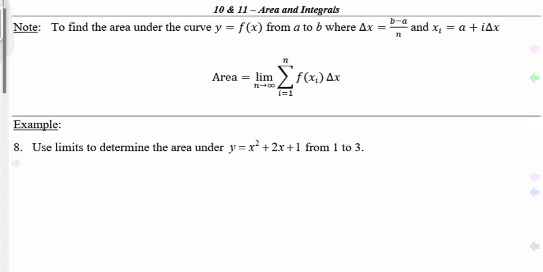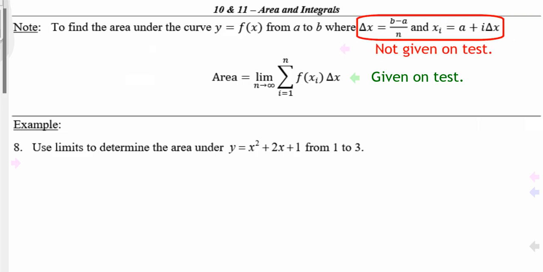And when we get to the test, you'll be given this formula that we'll explain in a moment. But inside that formula, we have these two things calculated. I do not give you those on the test. So you need to know how to calculate those. So let's talk about them. This delta x, remember, that's the width of each rectangle.